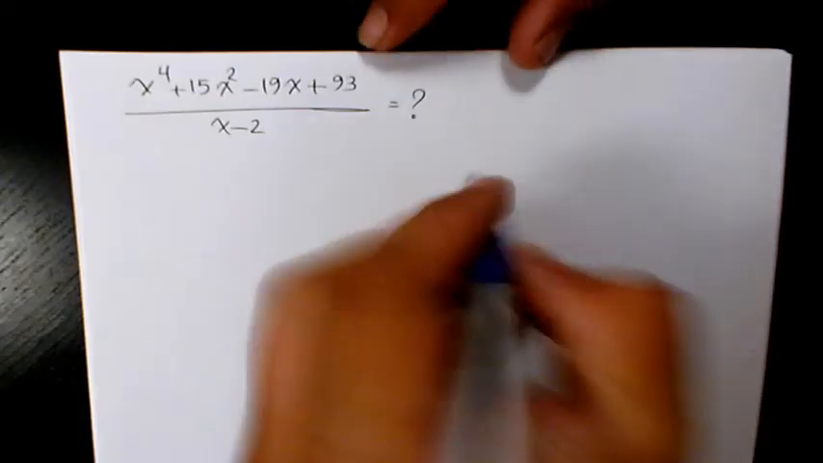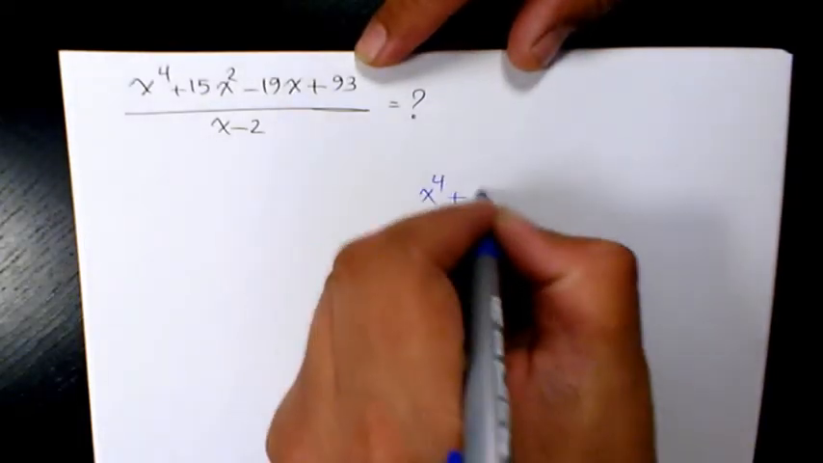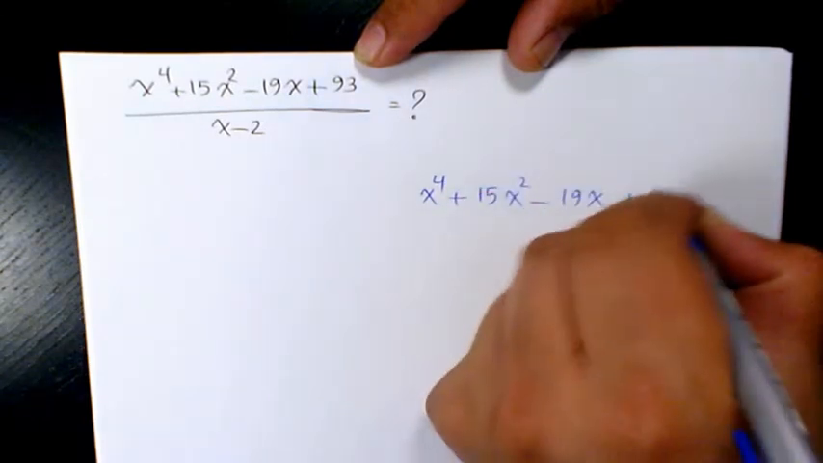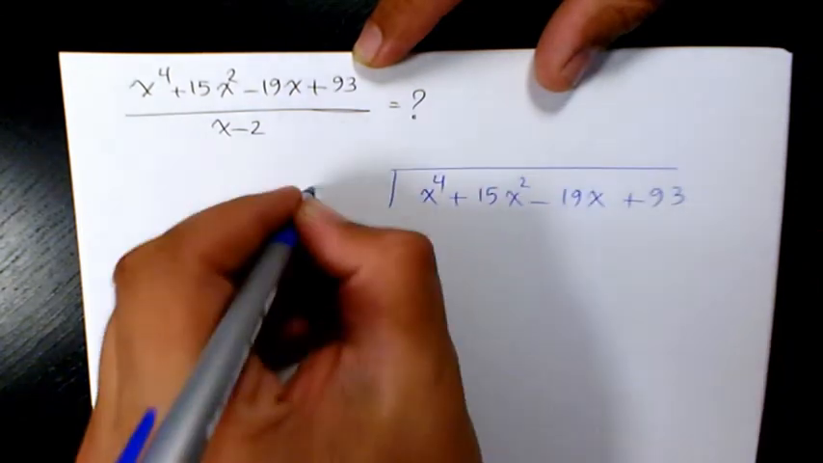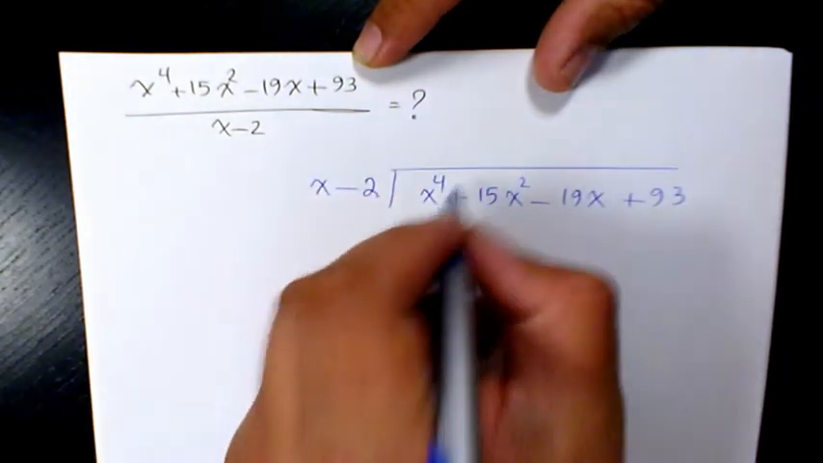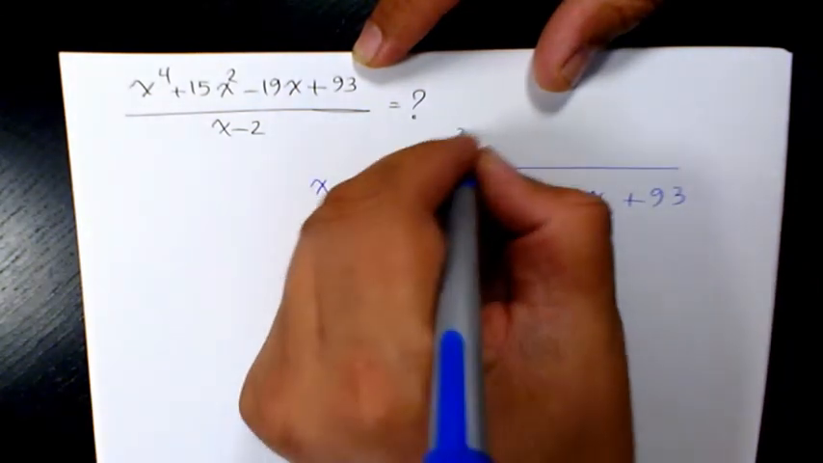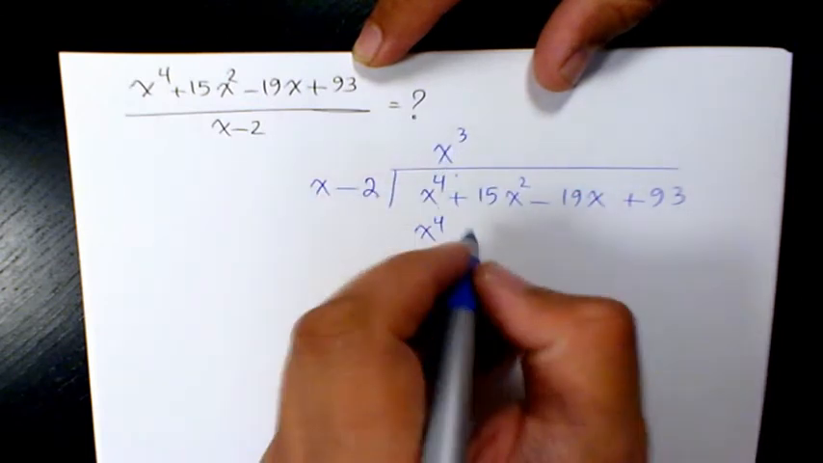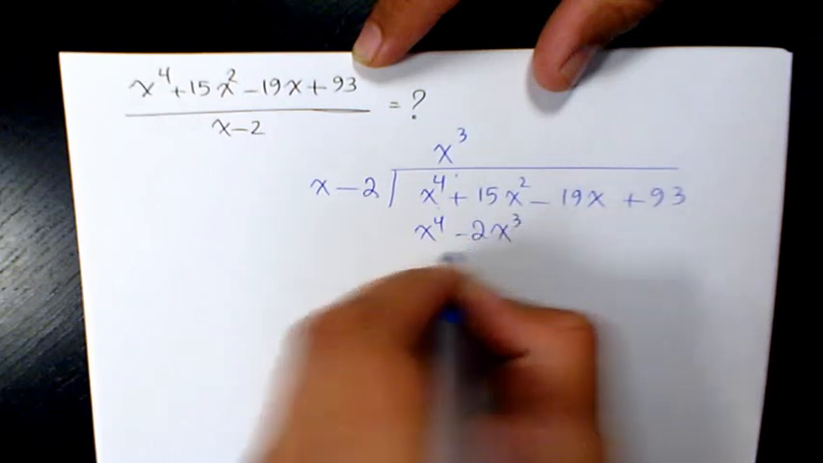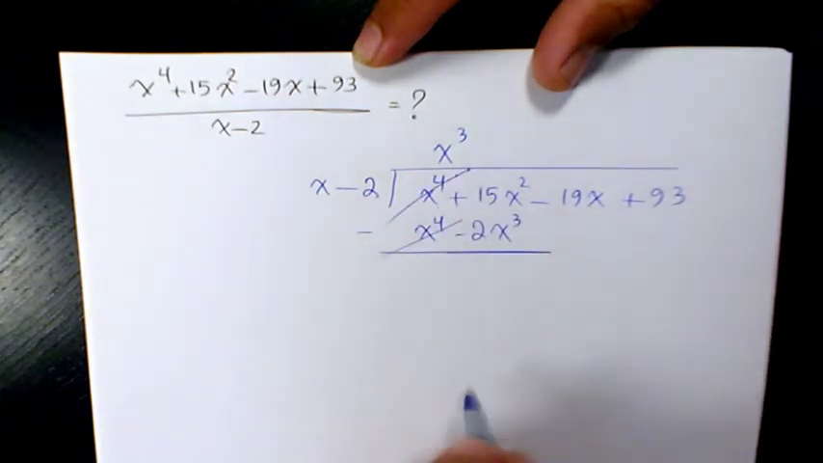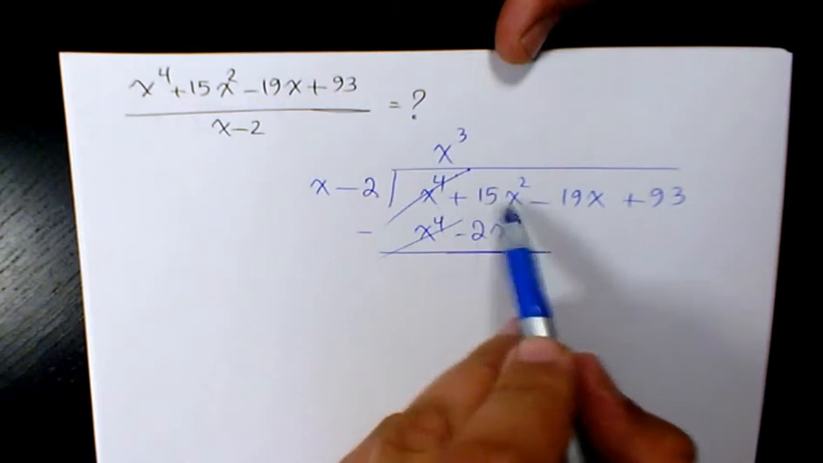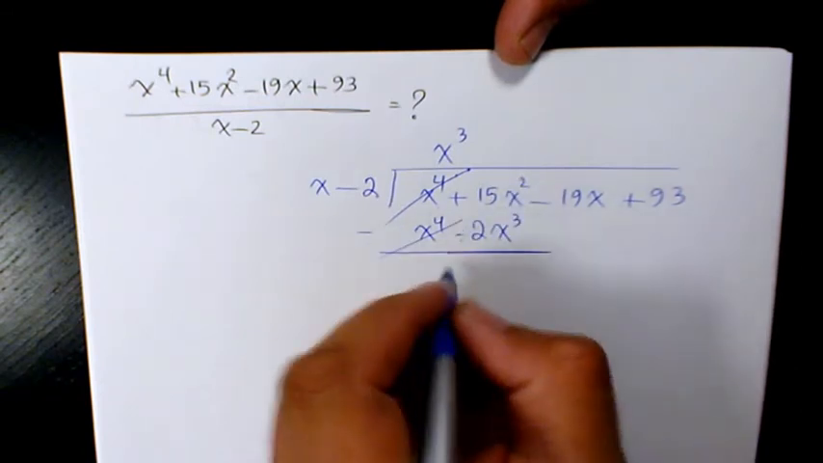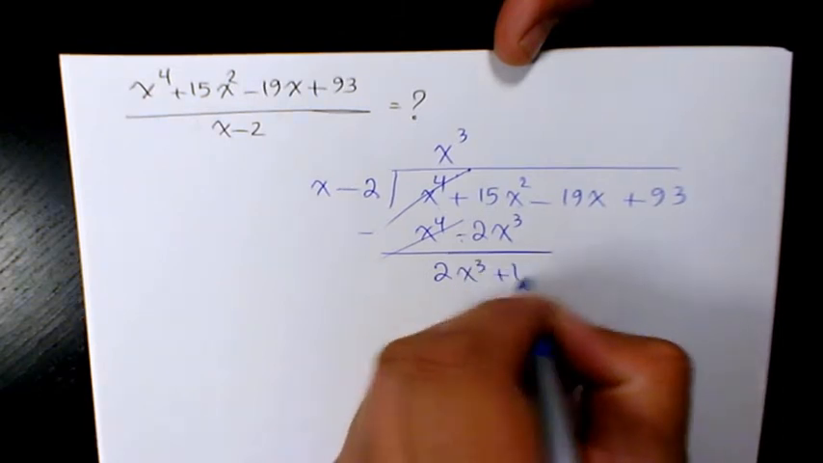Next example. x to the power of 4 plus 15x squared minus 19x plus 93 divided by x minus 2. x to the power of 4 divided by x is going to be x cubed. x cubed times x is going to be x to the power of 4. x cubed times negative 2, negative 2x cubed. When you subtract it, these two cancel out. And we have here 15x squared minus negative 2x cubed. So it's going to be 2x cubed plus 15x squared.